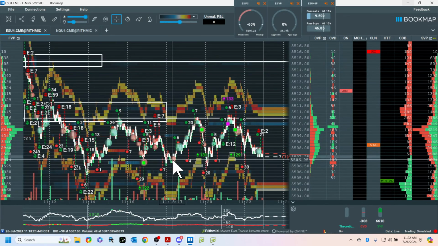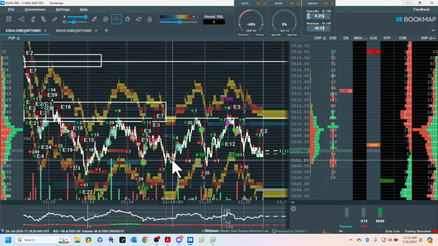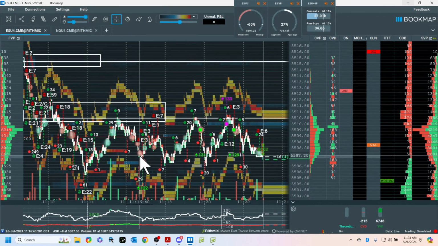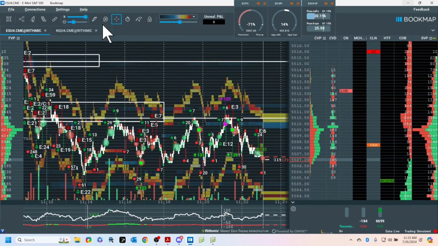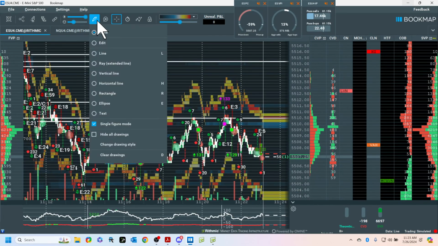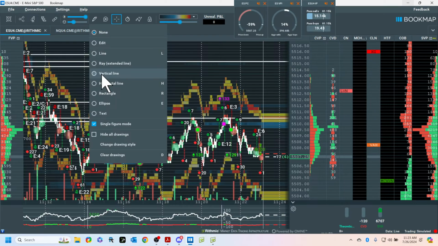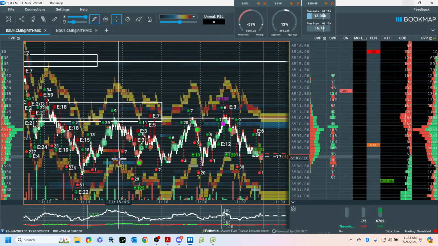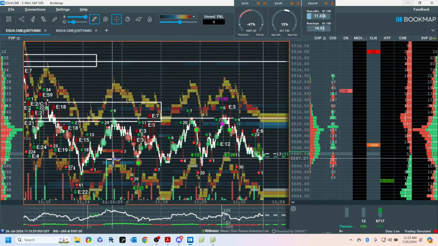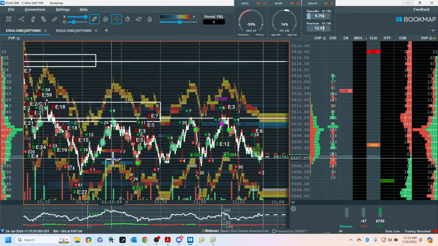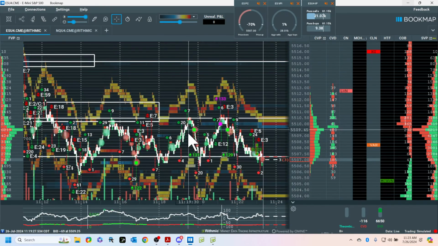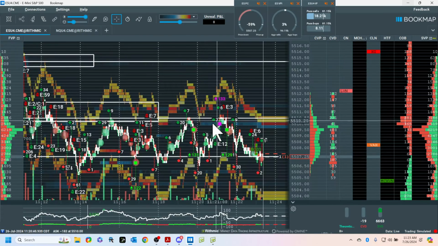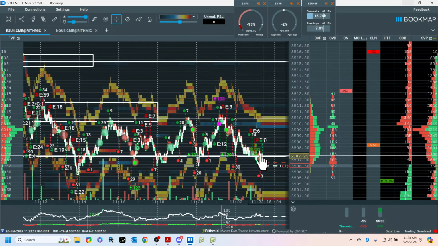Because you see where the buyers are absorbed? I'm sorry, the sellers are absorbed. The sellers are absorbed. I'm going to put a little line in here so you could see it. So what I do is I'm trading the volume and using order flow to help me see inside the behavior. So I'm not locked into an indicator. I'm locked into what these guys are doing.